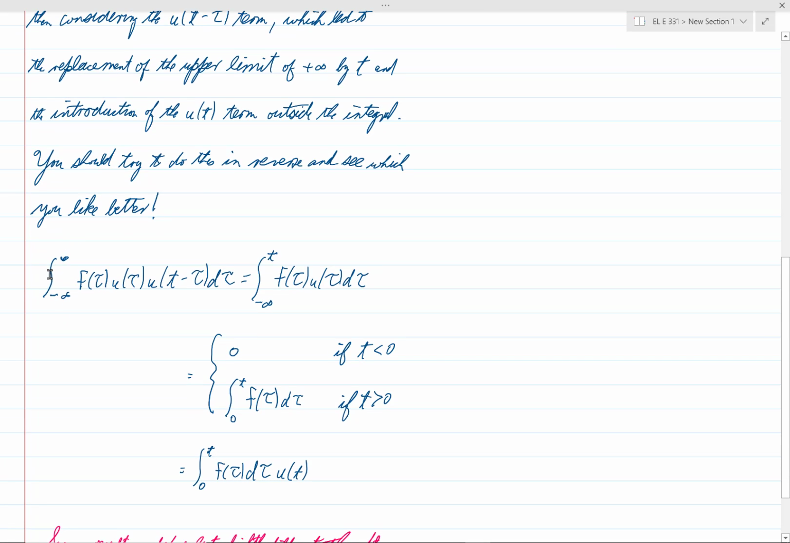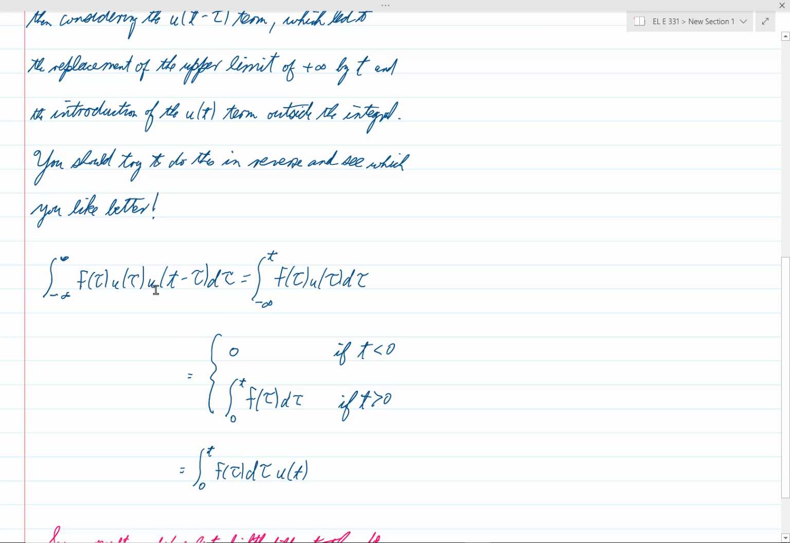Okay, so we have the integral from negative infinity to infinity of f of tau times u of tau times u of t minus tau, and this time we're going to think about this u of t minus tau term first. Now, as we said in class today, as long as tau is less than t, then this is equal to 1. But as soon as tau exceeds t, then this term goes to 0. And of course, if this term is 0, then the whole integrand is 0. And so therefore, we have no more contribution to the integral.